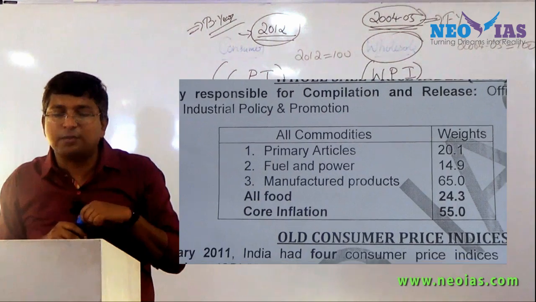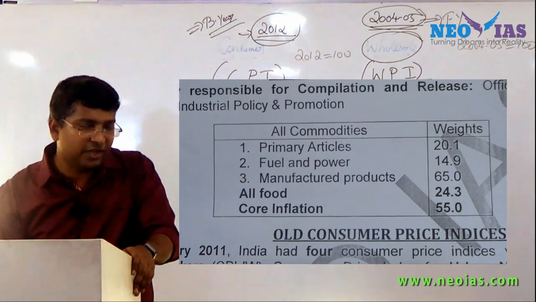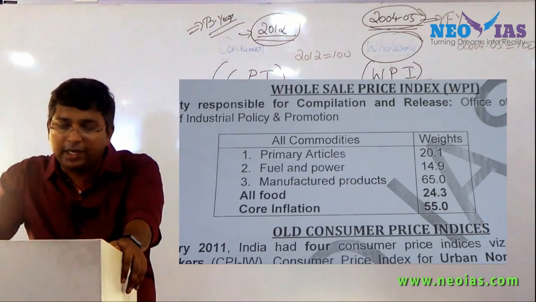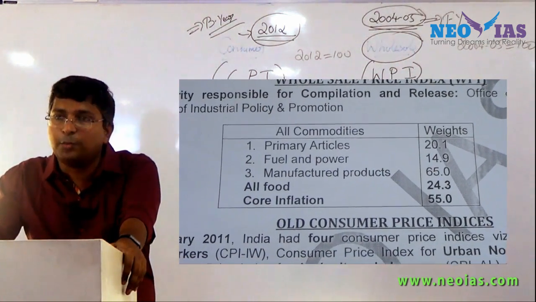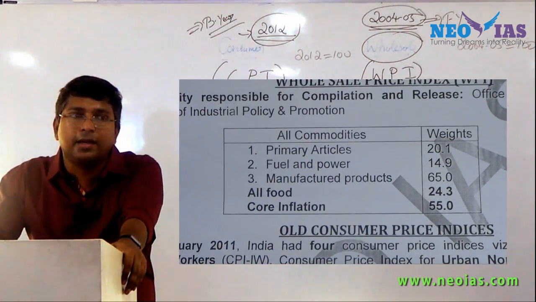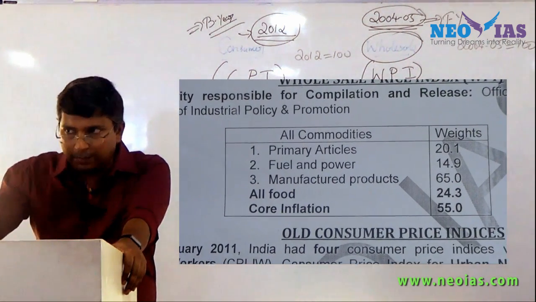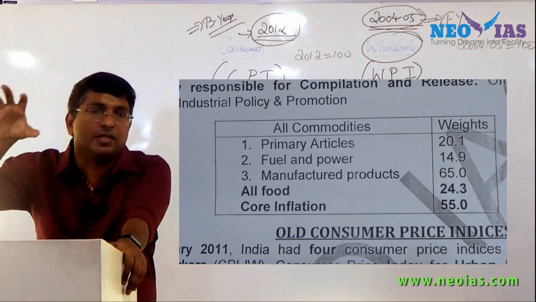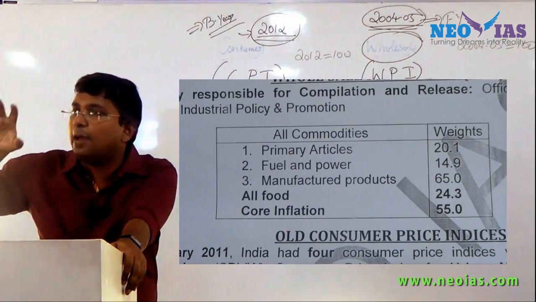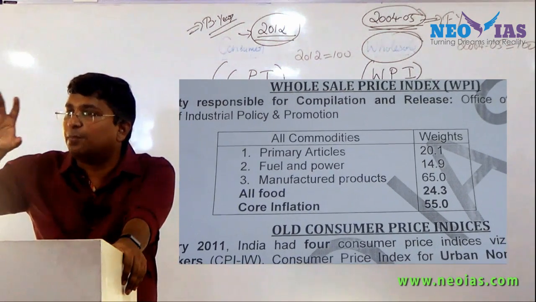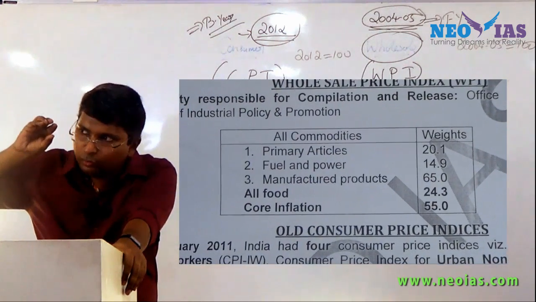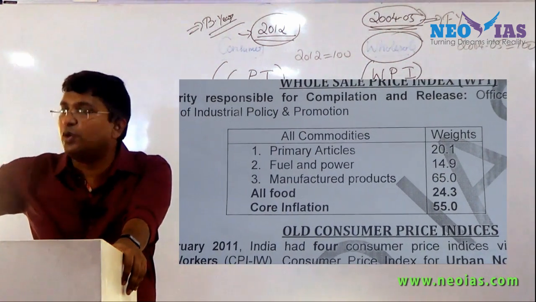See the weightage of manufactured products. Manufactured products weightage is 65, fuel and power 14.9, primary articles 20.1. Add the 3, how much do you get? It is 100, right? So these are the three major components of wholesale price index, and the highest weightage is given to what? Manufactured products. So manufactured products inflation will have an influence, meaning how the manufactured products price will influence the wholesale price index.